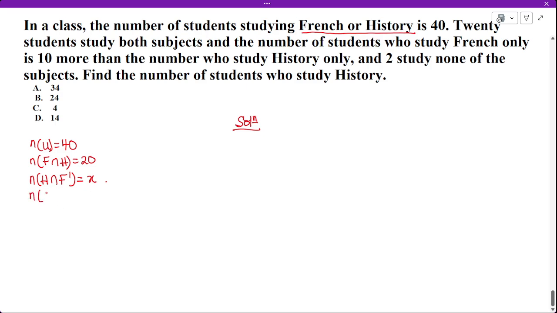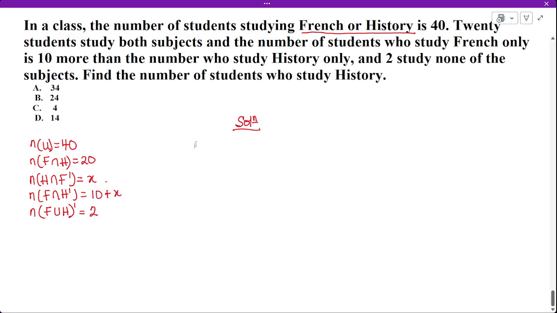But what we know about French only, when we take French intersection history complement, is that it is 10 more than that, okay? So we have 10 more than those who study history only as French, okay? Now they are saying two students study none of the subjects. So let's look at something here. The number that study French union history complement, that means those who don't fall within the two sets, we have two of them. All right, let's present this in a Venn diagram and then move on.